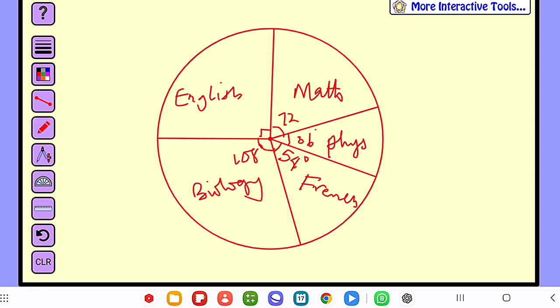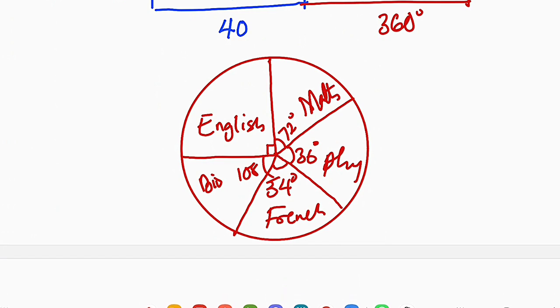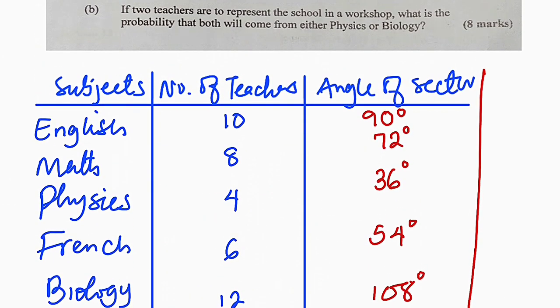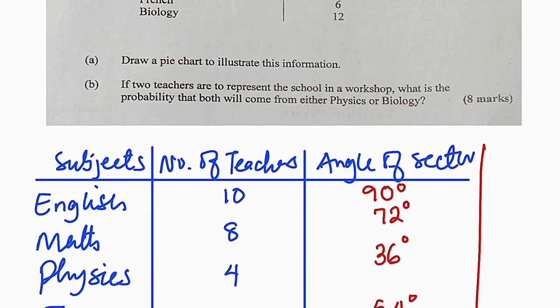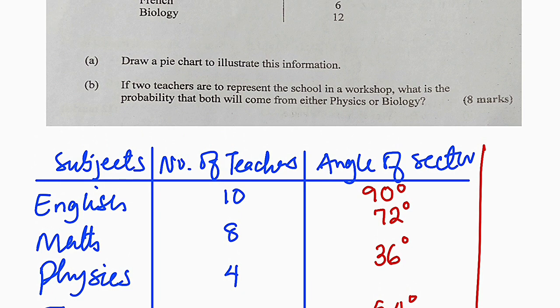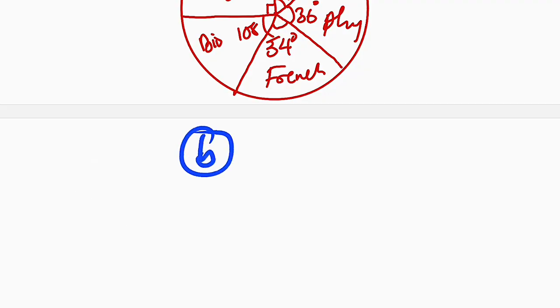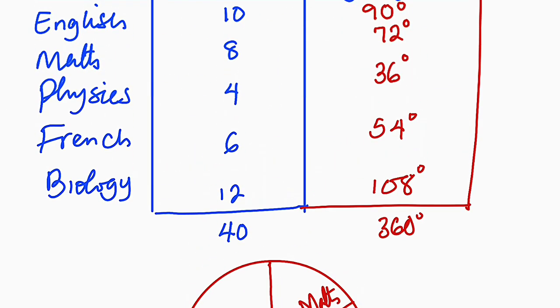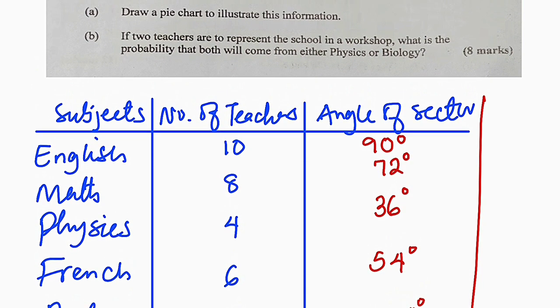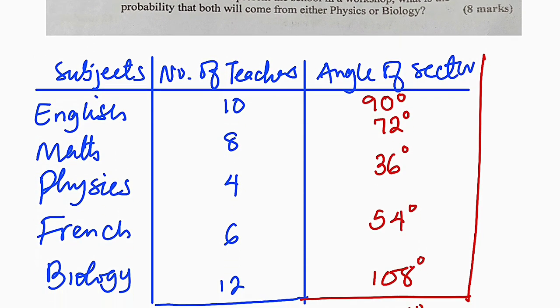And hence we have just answered the A part. We have represented the information on a pie chart. Then we have the B part. First of all, we need to know the number of teachers in this category. Remember, we're talking about physics and biology.